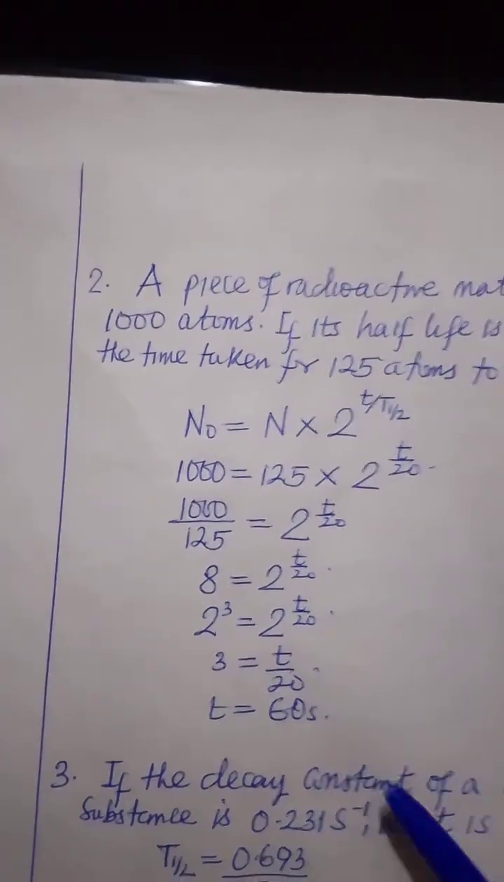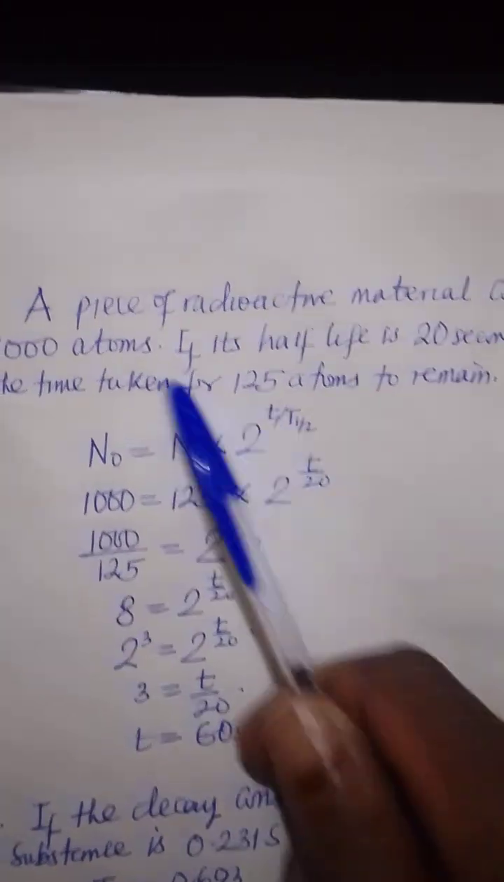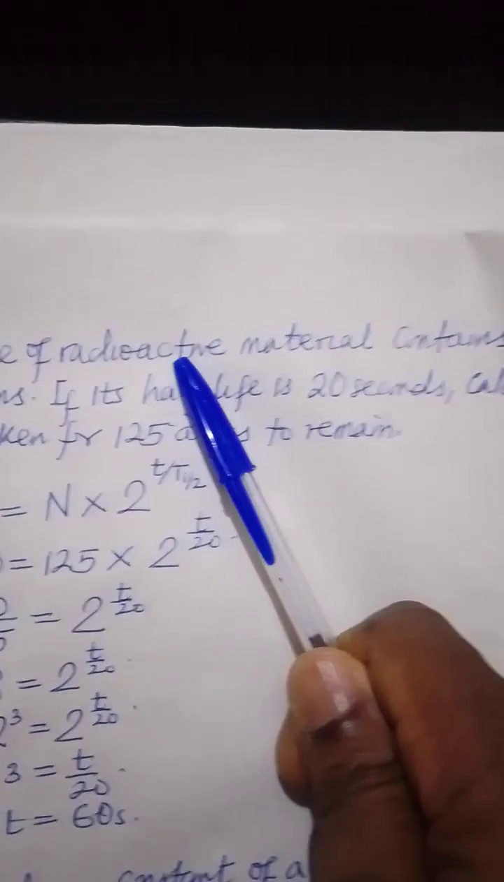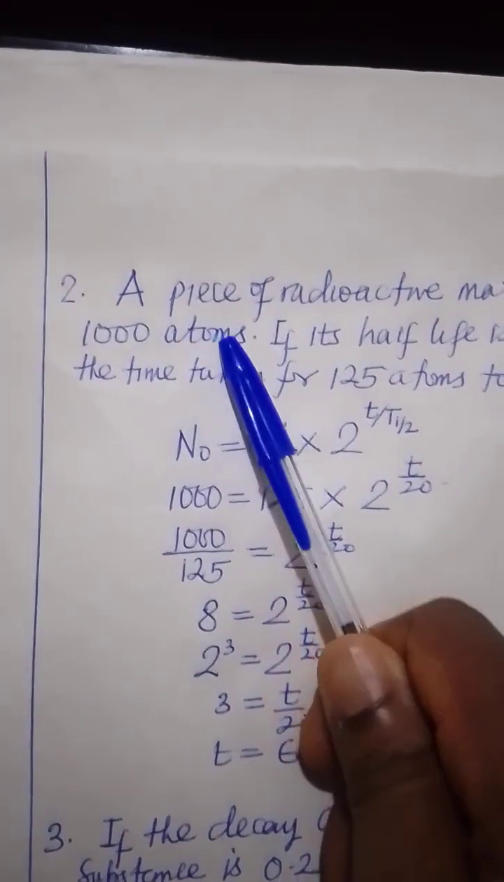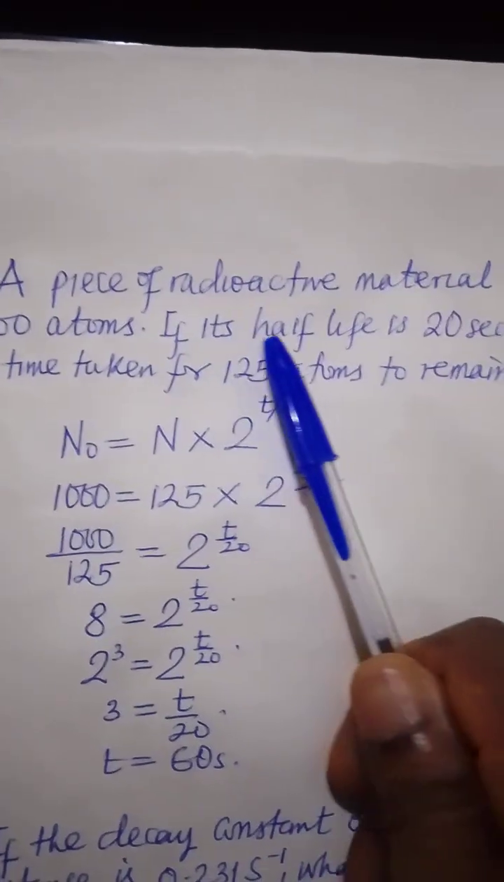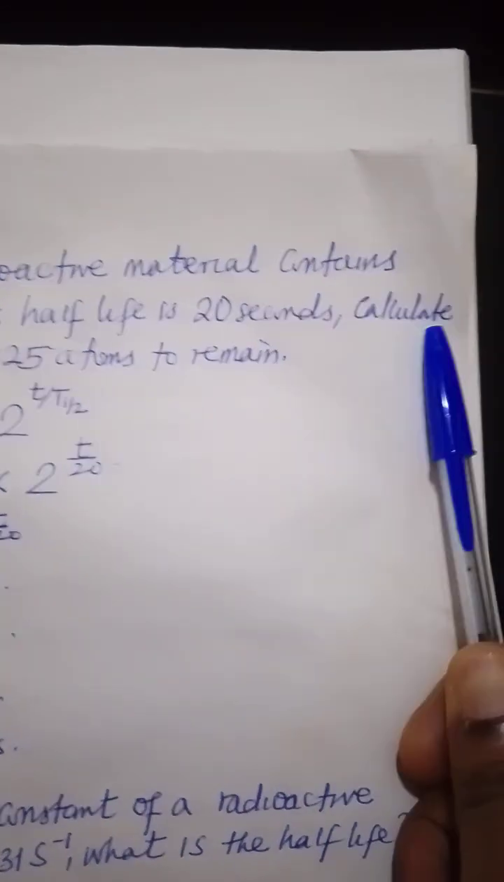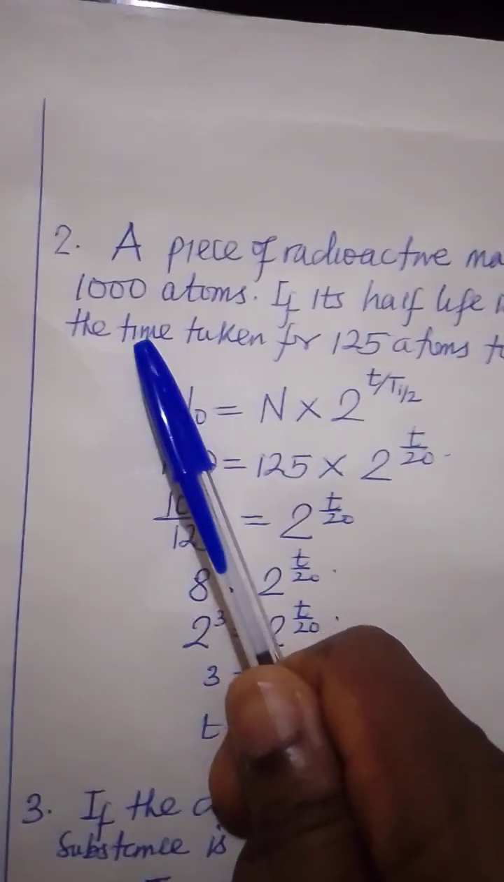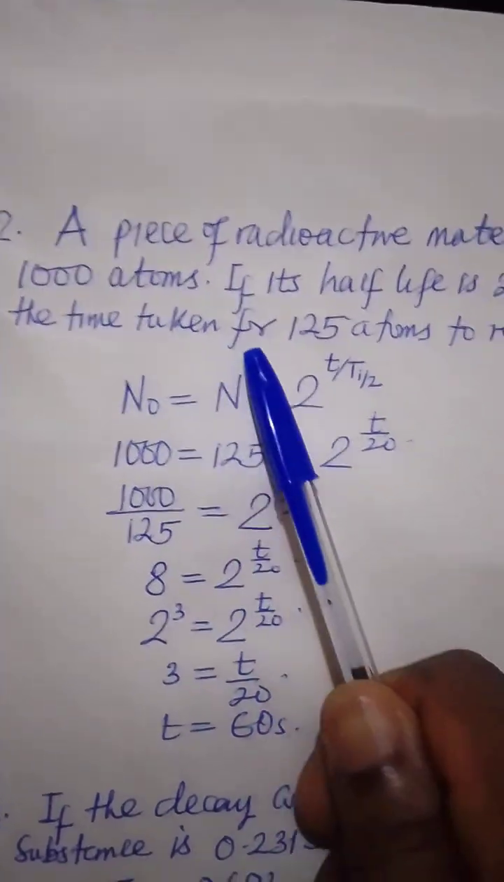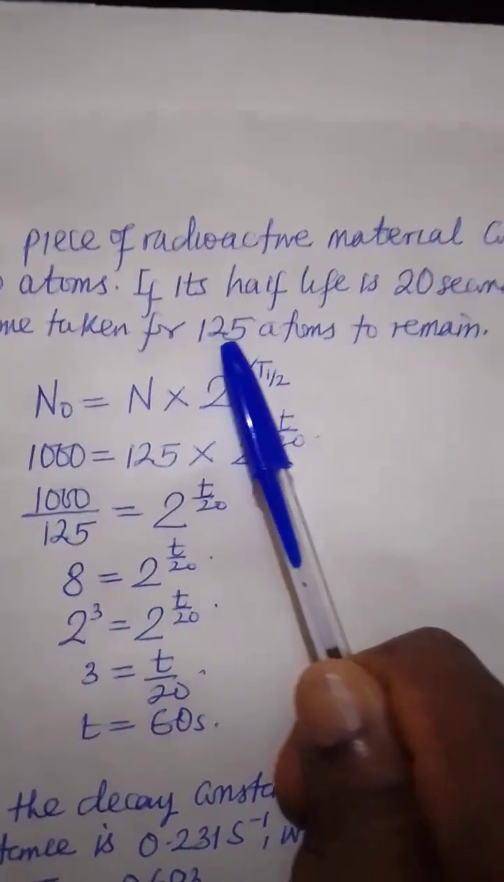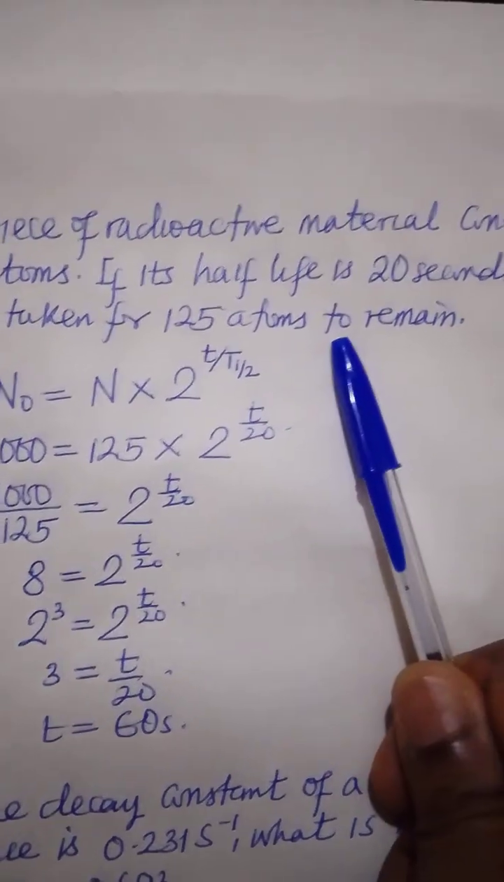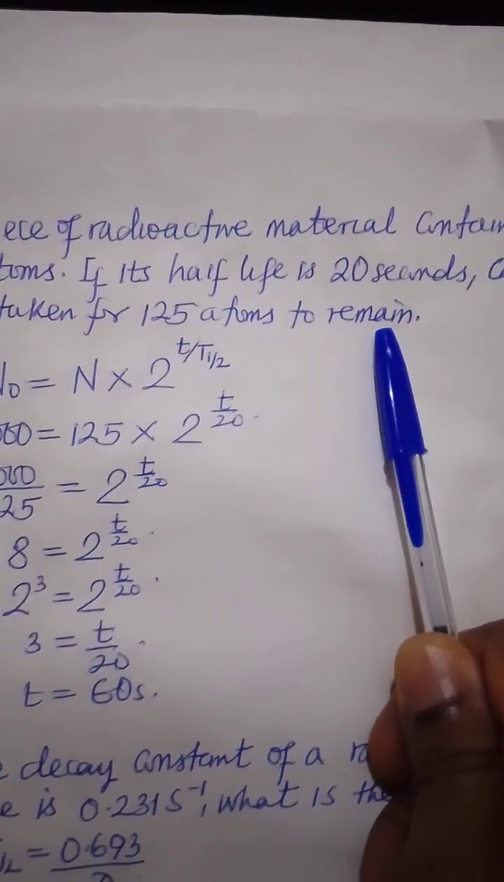So let's see question 2. A piece of radioactive material contains 1000 atoms. If its half-life is 20 seconds, calculate the time taken for 125 atoms to remain.